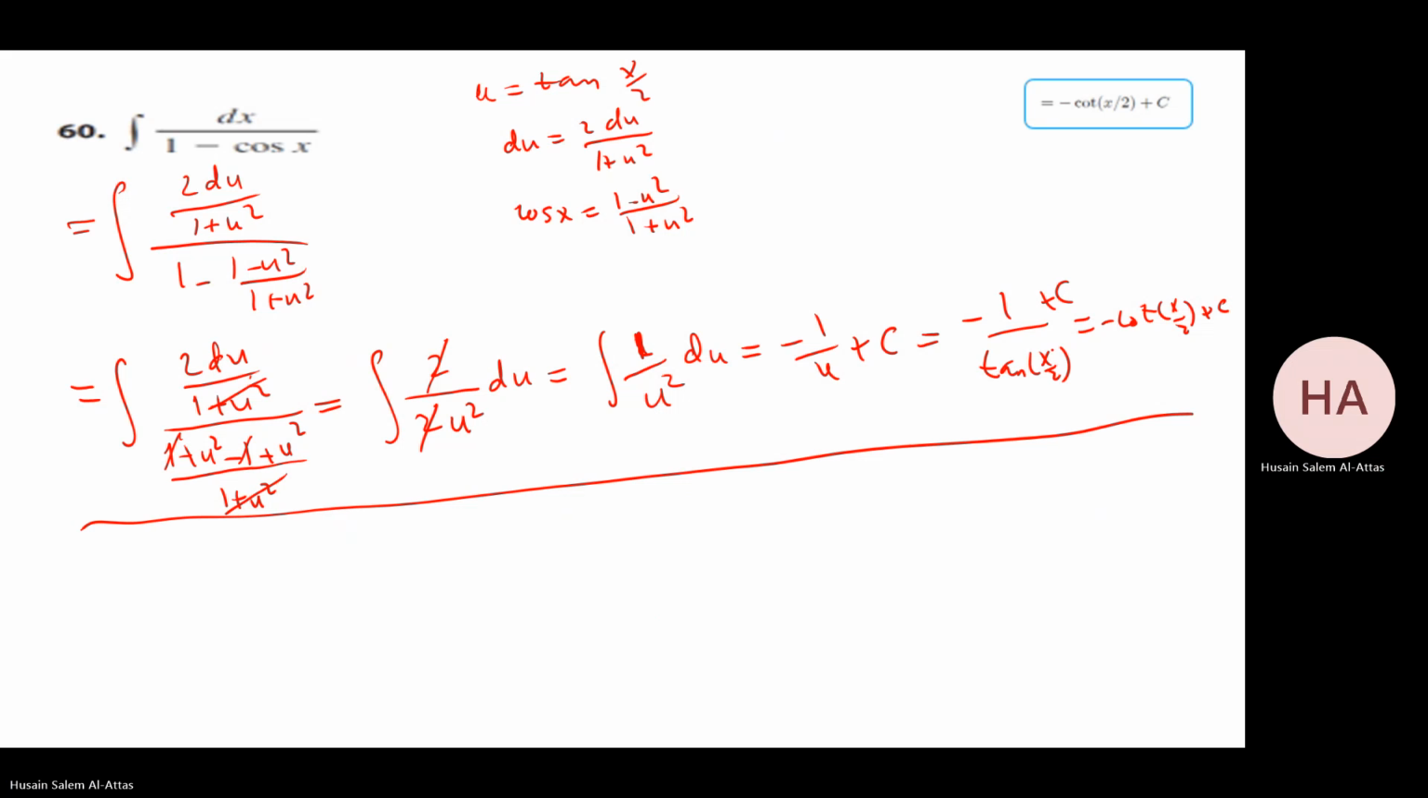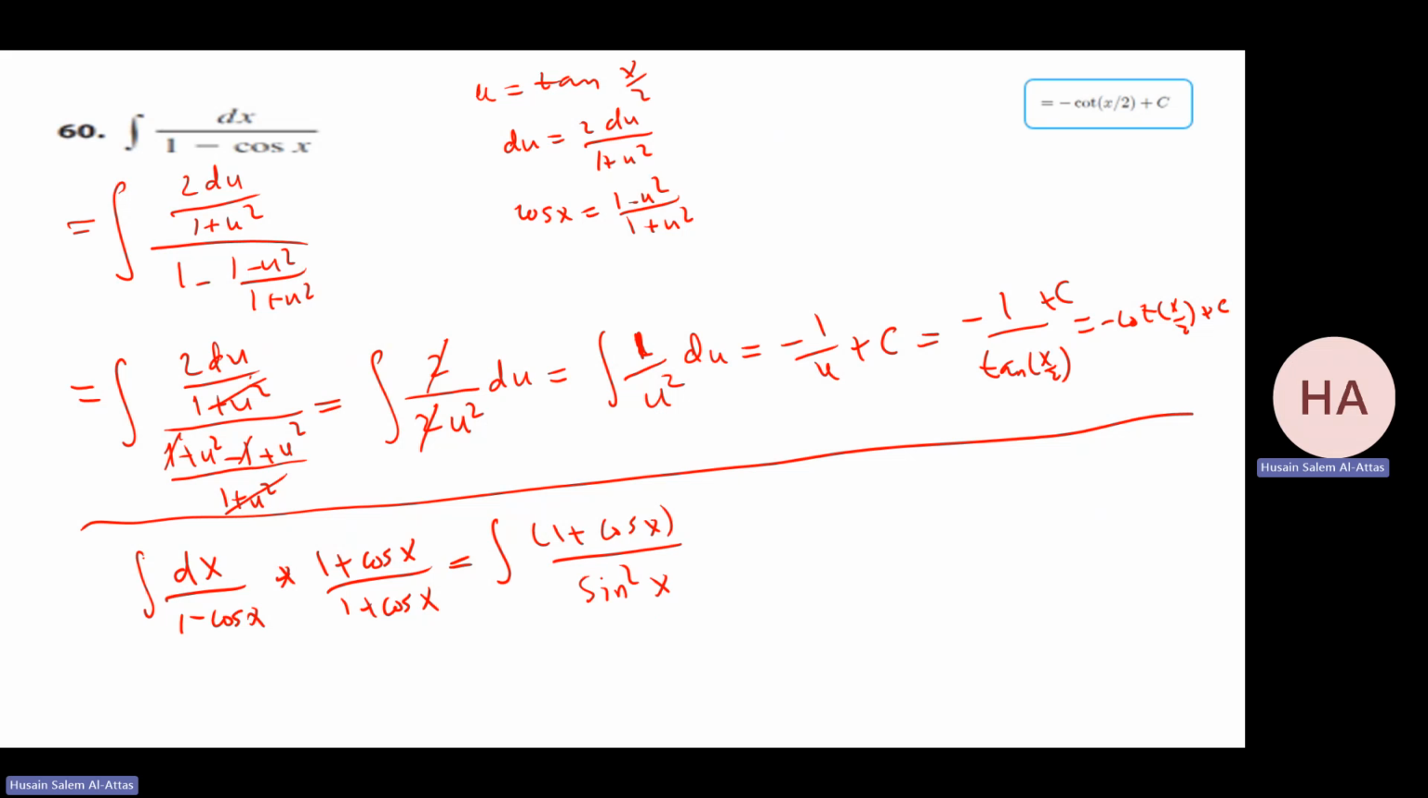Another way, now it's direct, I got it, huh? Another way is I can multiply by 1 over cosine over 1 plus cosine, which means nothing. So I have dx, I have what? 1 plus cosine x over sine square, 1 minus cosine square over sine square dx. And that is what? Cosecant square, which you know how to do, plus cosine over sine square.